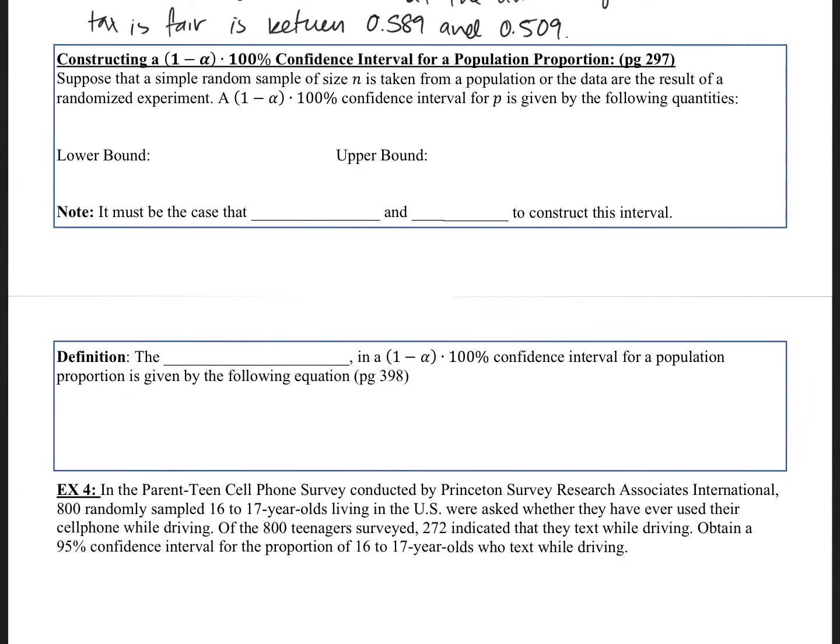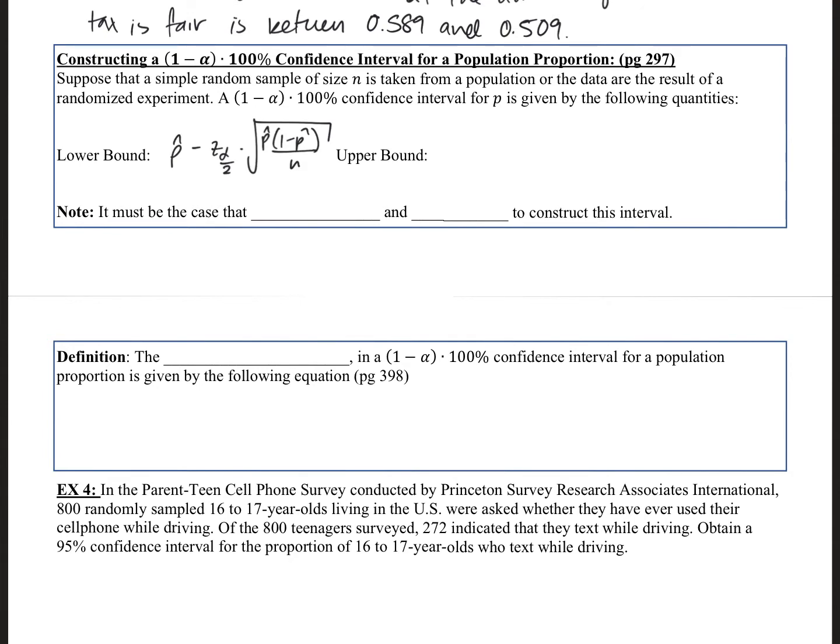Alright, so constructing a 1 minus alpha times 100% confidence interval for a population proportion. Suppose that a simple random sample of size n is taken from a population, or the data are a result of a randomized experiment, and our 1 minus alpha times 100% confidence interval for p is given by the following quantities. So our lower bound is going to be p hat minus z alpha divided by 2 times the square root of p hat times 1 minus p hat divided by n.